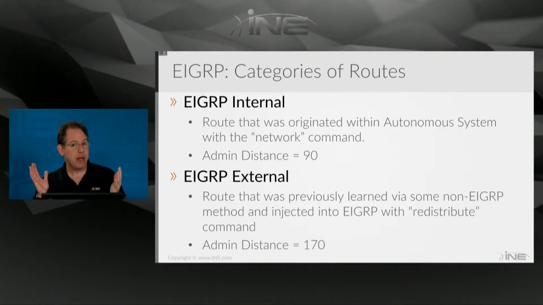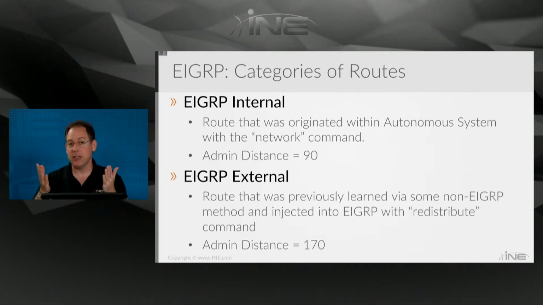So in EIGRP, when it redistributes a route and then sends it out, it sets another bit, another flag saying this is an EIGRP external route. Those routes have a much higher administrative distance. If you get that one, you will assign that one an administrative distance of 170.